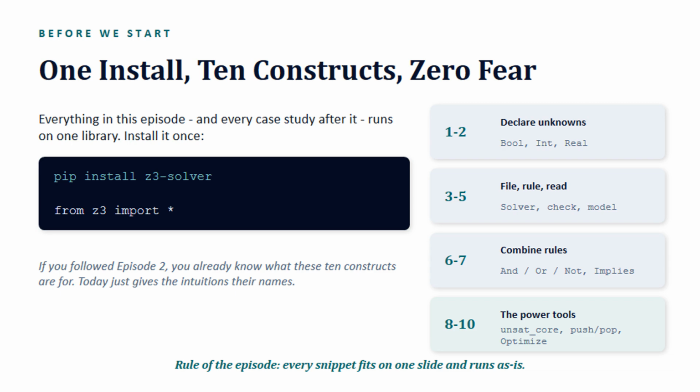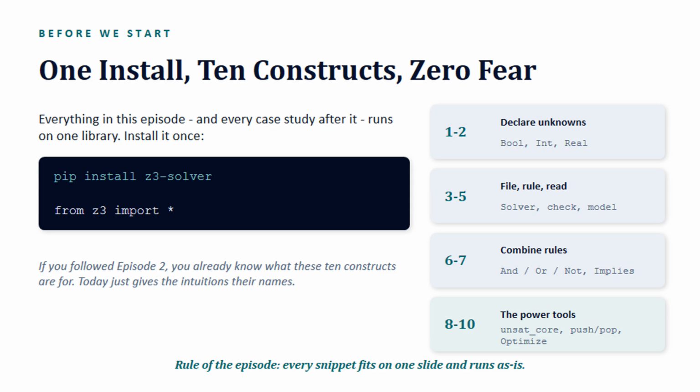Setup first, and it is genuinely one line: pip install z3-solver. That single package carries the whole solver, precompiled, no build steps, no dependencies to fight. Then one import at the top of your file, and you have everything.